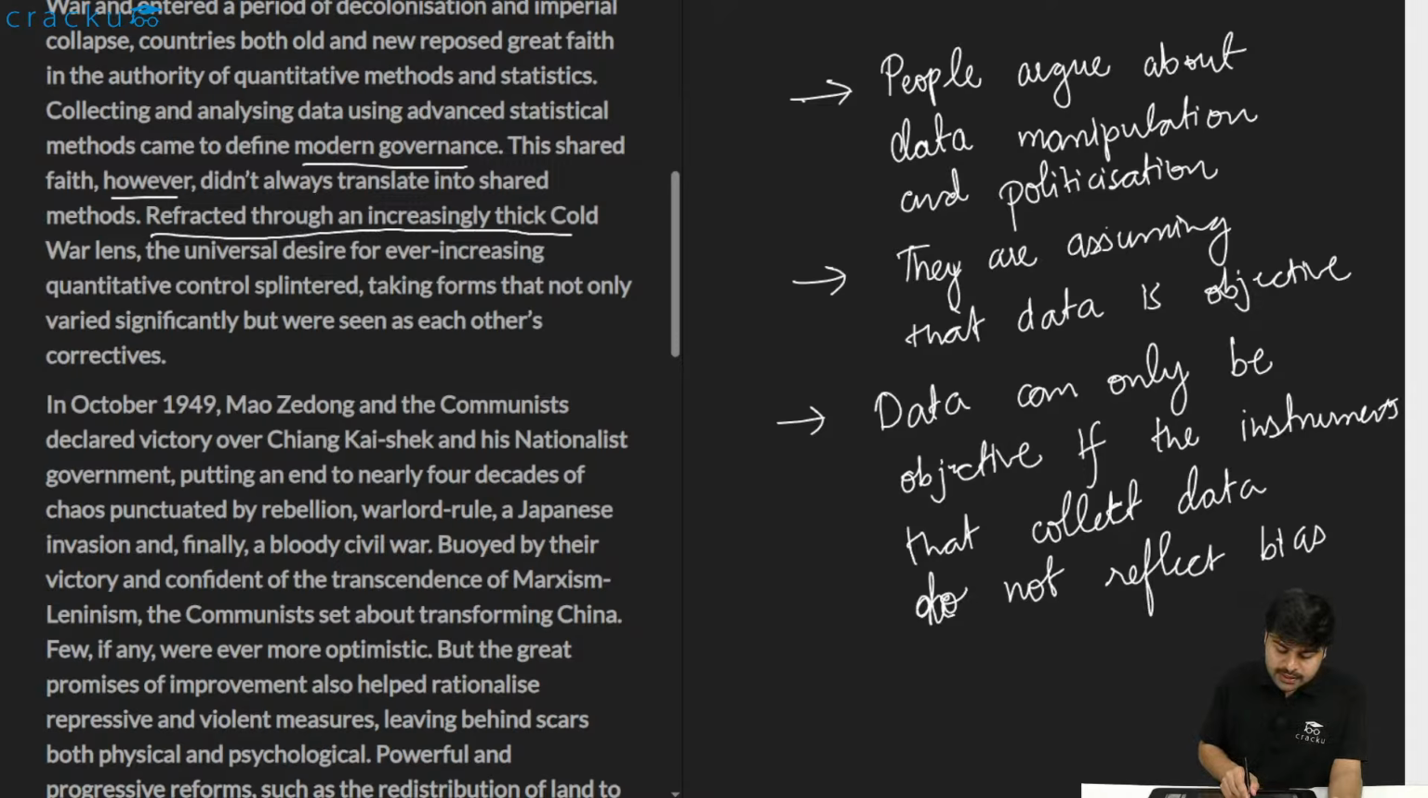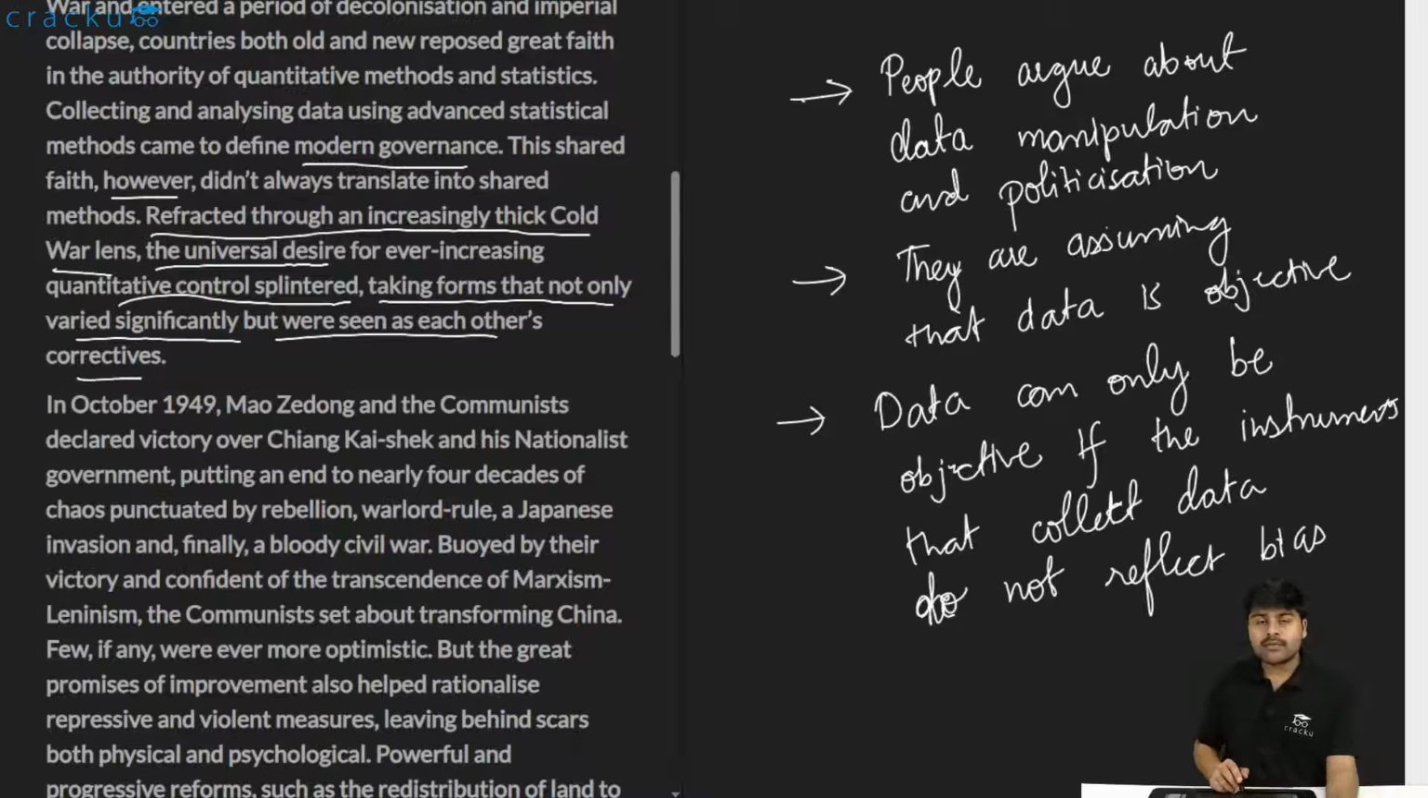Refracted through an increasingly thick Cold War lens, the universal desire for ever-increasing quantitative control splintered, taking forms that not only varied significantly but were seen as each other's correctives. So, after the Cold War, right, there was a universal desire for ever-increasing quantitative control. People wanted to control everything quantitatively. They wanted to use data to control finances. They wanted to use data to control and manage people.